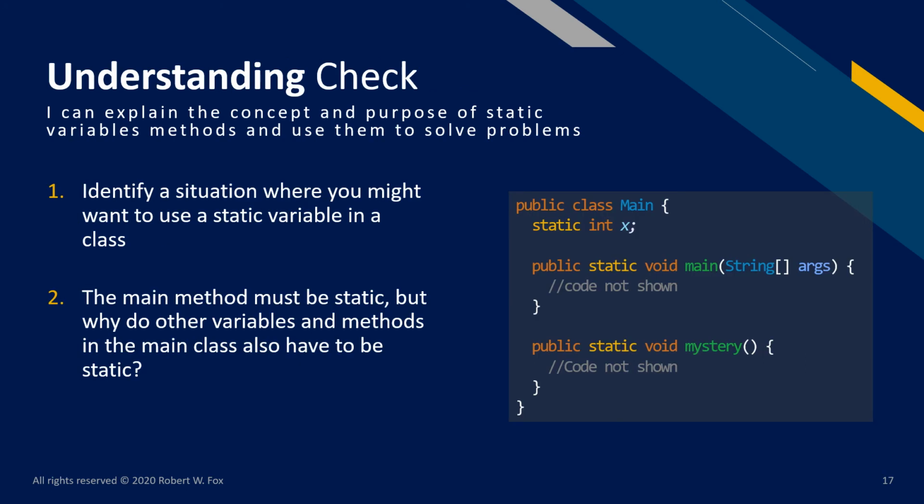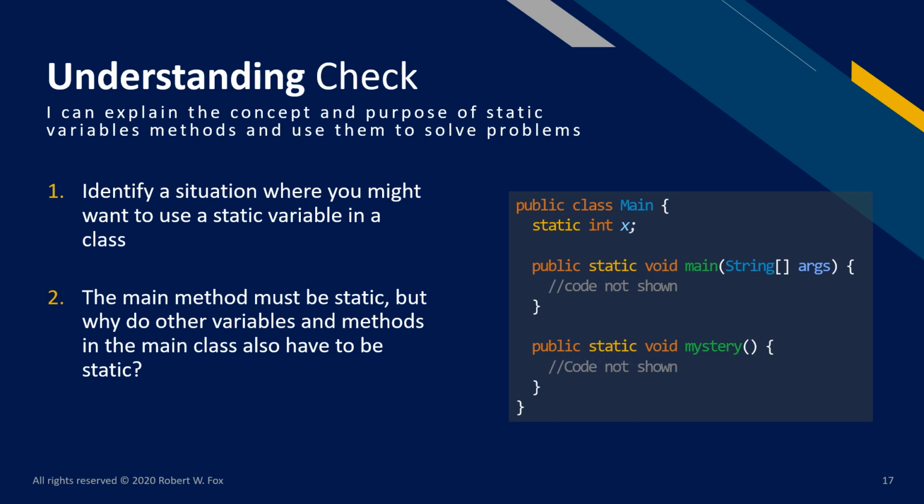To wrap up this conversation, let's do a quick understanding check. So 2 things. One is I'd like you to identify a situation where you might want to use a static variable in a class. So just think about that a little bit and what a situation might be. The other thing is the main method must be static. But in the example on the right, you may notice that besides the main method, I also made this variable above the main static, and I made another method, doesn't matter what it does, but it's also static.